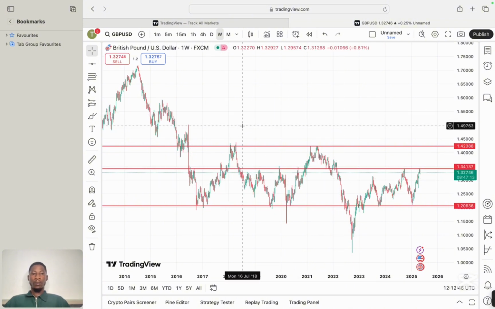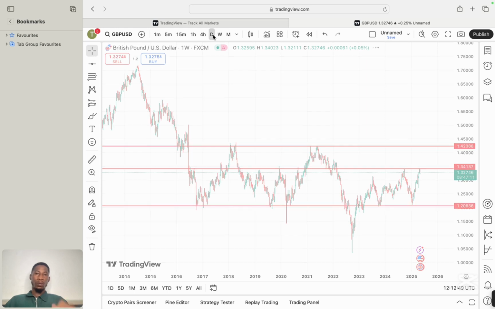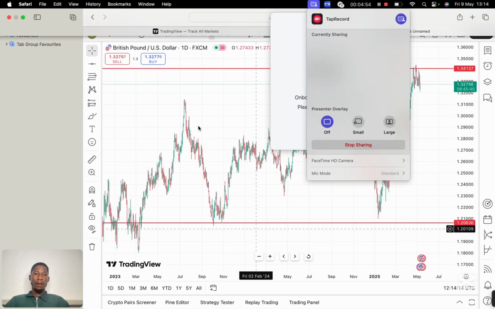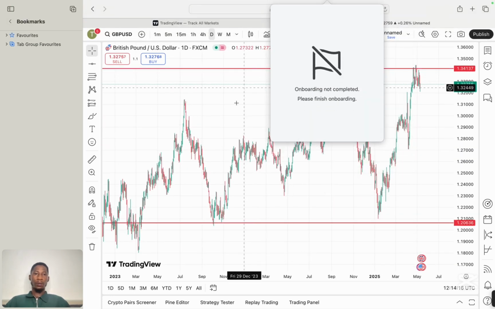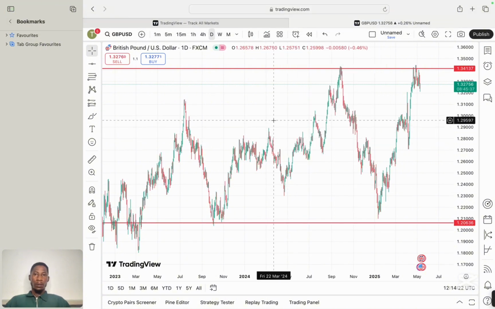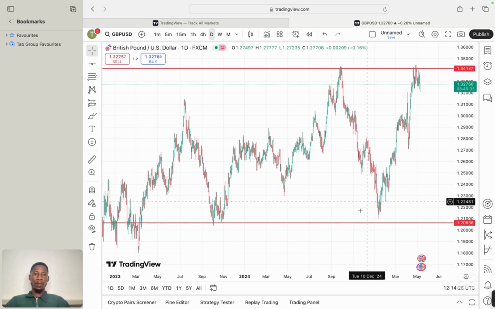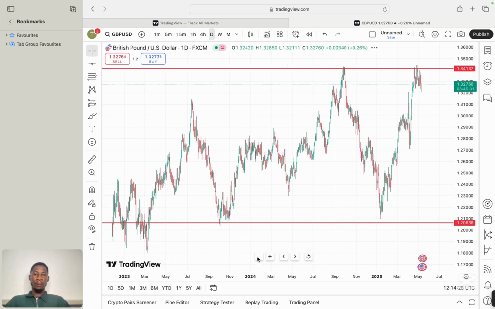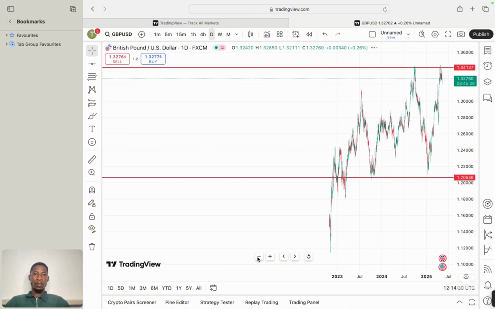So now I'll go to my daily time frame. I hope you can see my chart. Okay, so on my daily time frame, I think I'll draw a trend line.